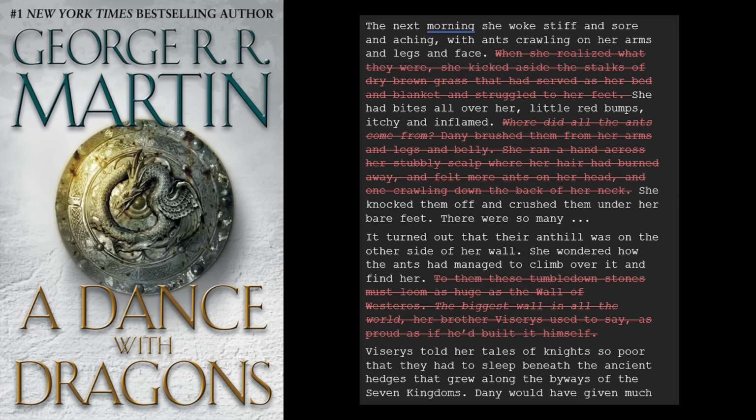Another bit that was really unnecessary was the bit about the ants. Now, I get why the ants are here. I get the symbolism of the ants, but we don't need to linger so long on the ants. The next morning, she woke stiff and sore and aching, with ants crawling on her arms and legs and face. She had bites all over her, little red bumps, itchy and inflamed. She knocked them off and crushed them under her bare feet. There were so many. It turned out that their anthill was on the other side of her wall. She wondered how the ants had managed to climb over it and find her.